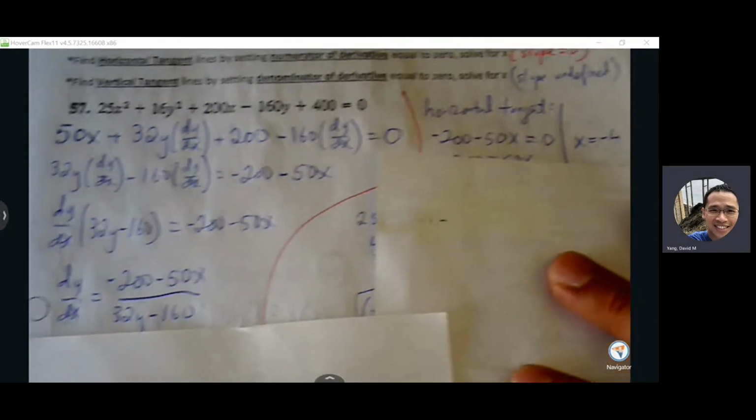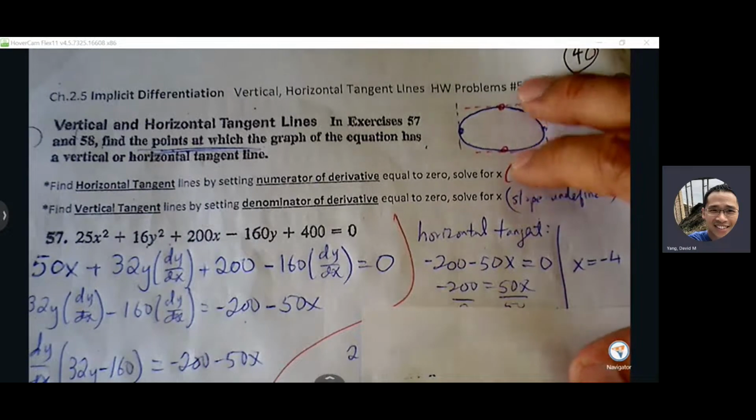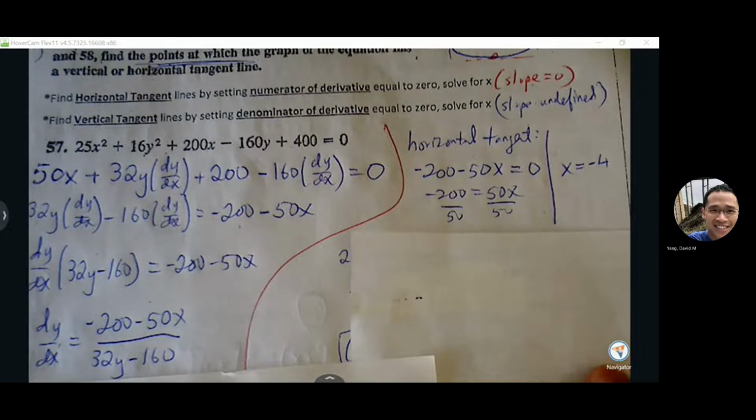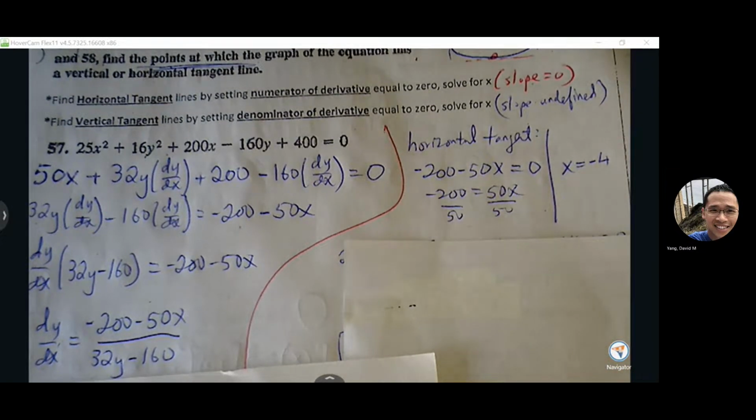I'll set the numerator equal to 0. That will help me locate the points where the slope of my graph is 0. So negative 200 minus 50x equals 0. Add 200 to both sides, divide by negative 50, and I get x equals negative 4. Any questions so far? Now, the direction says find the points. I only have the x value, so what else do I need? Yeah, the y value, because I know the x but I don't know the y.